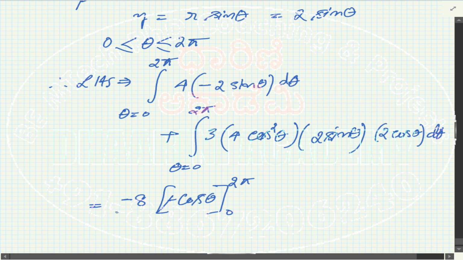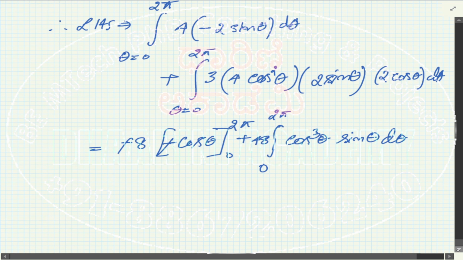So this minus and minus will cancel out. Then we have plus, let's do the integration. Integration from theta is 0 to 2 pi. 4 into 3 into 2 into 2, this is 48. Cos square into cos, it's cos cube theta into sine theta d theta. So the second integration is also straightforward now.